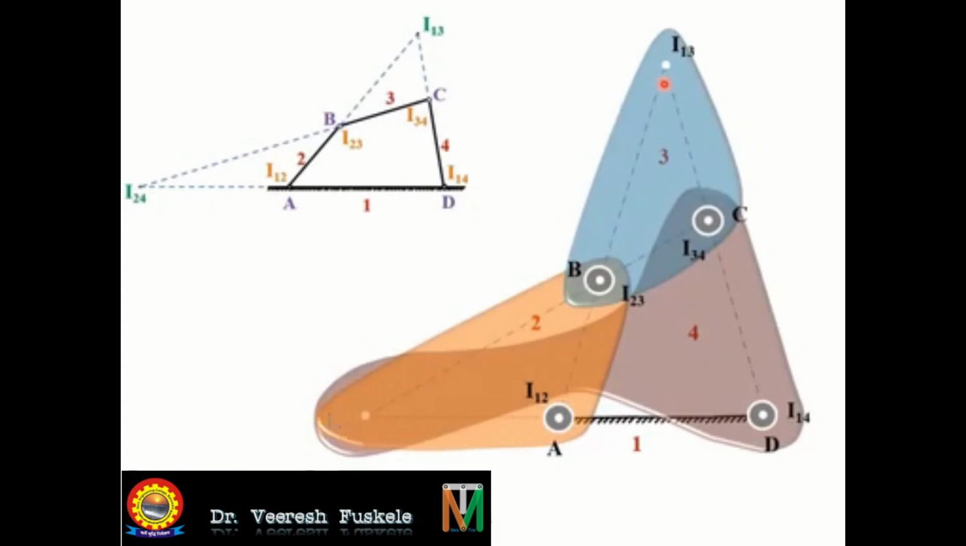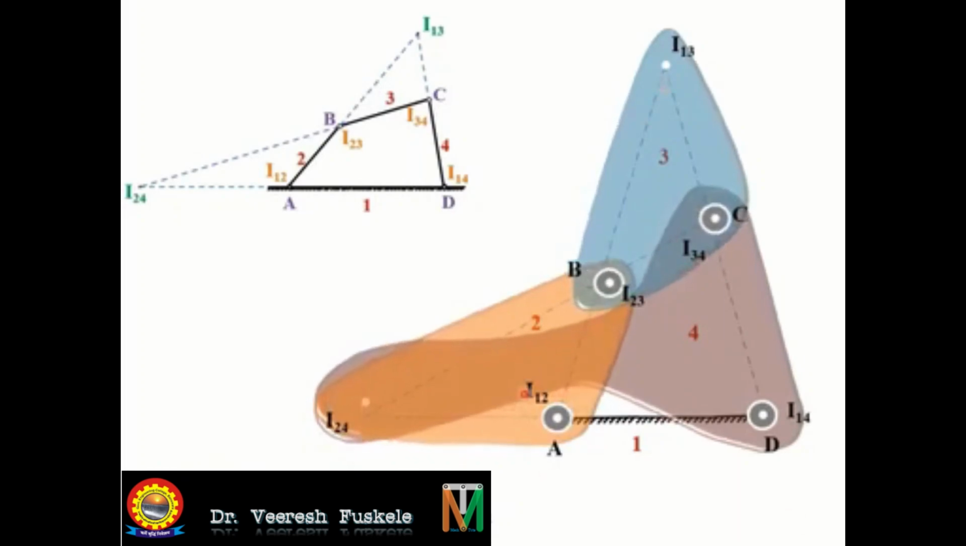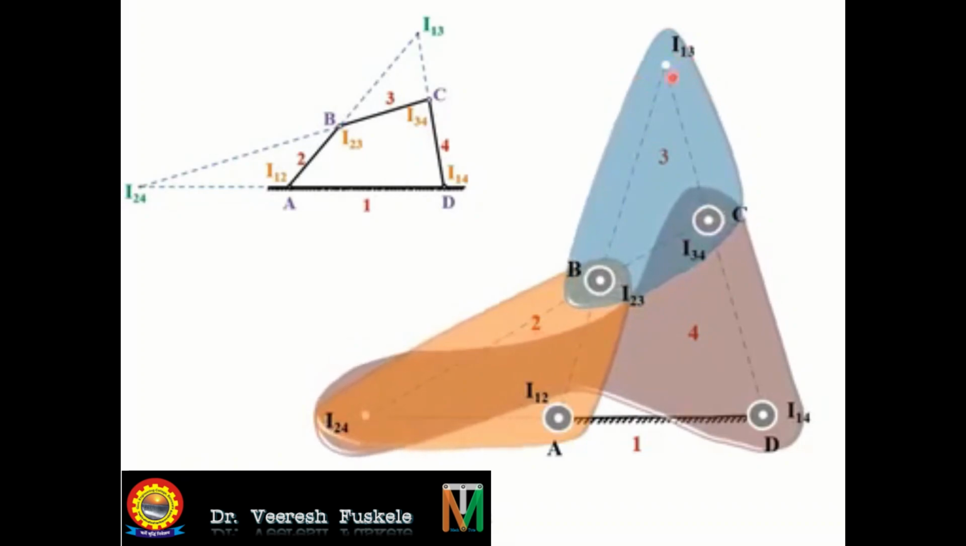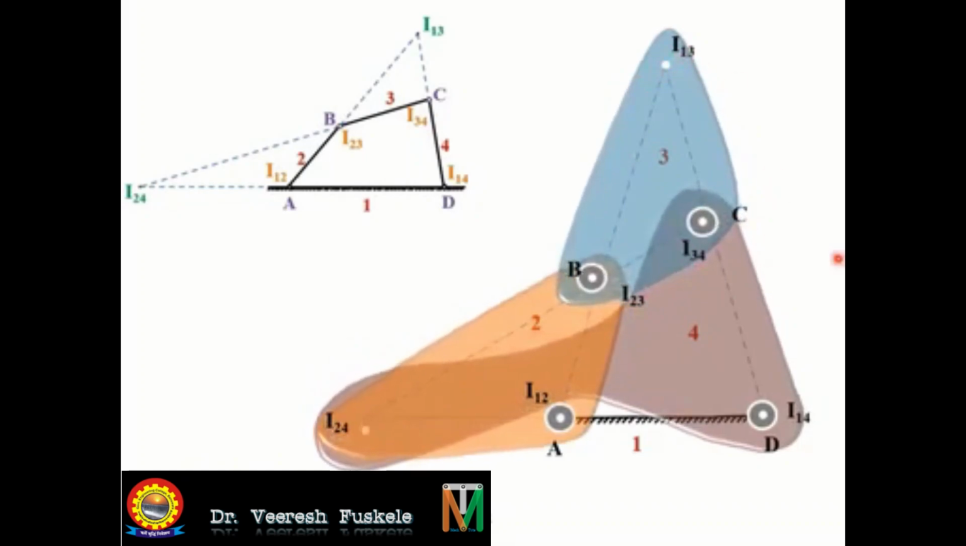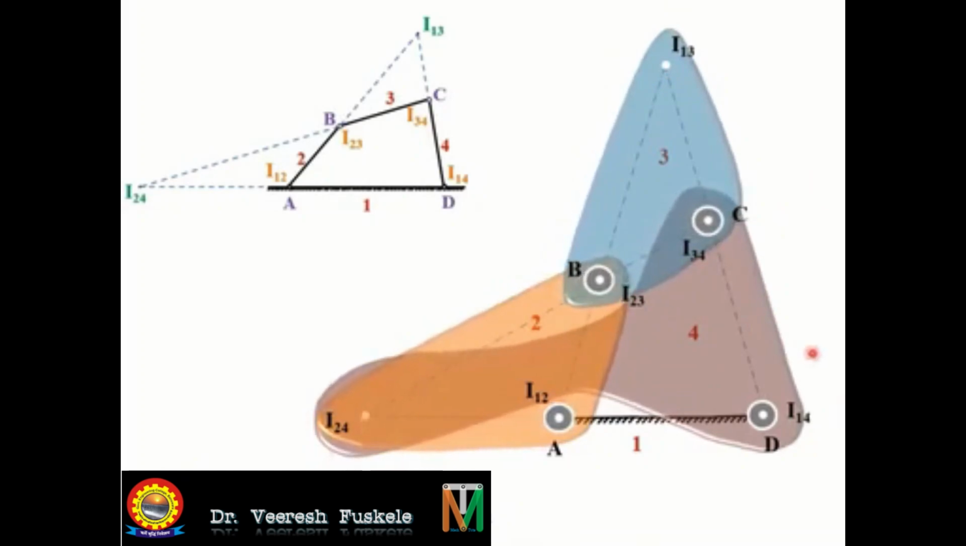Then again see this. As these links are moving, all the other points are moving, but I13 is stationary, nearly stationary. It is not moving. So we see.